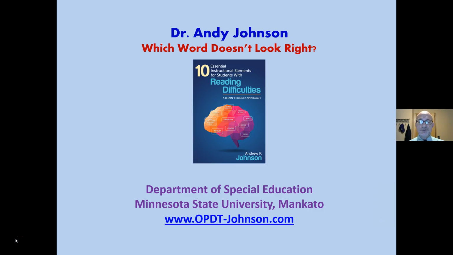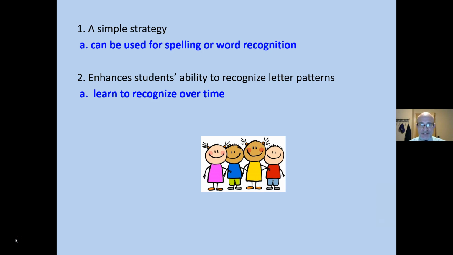Another simple strategy: which word doesn't look right? It can be used for spelling class or as part of word recognition. Remember, word recognition is different from word identification. Identification is a strategy you use to identify words that you know. Recognition is to instantly see a word and know what it means.